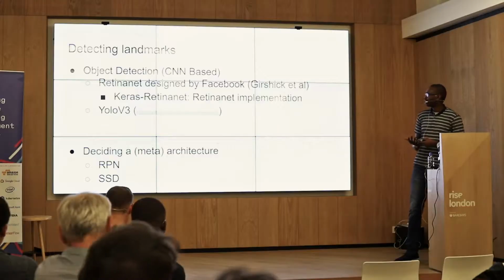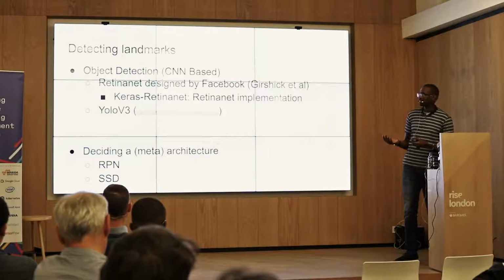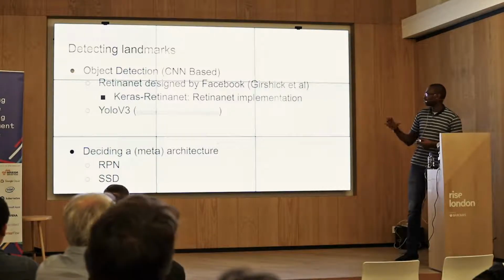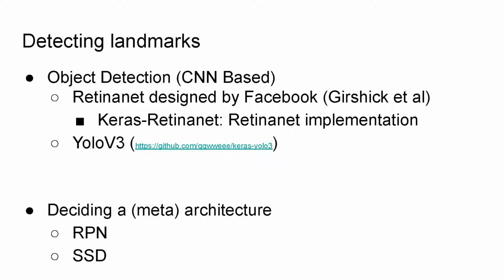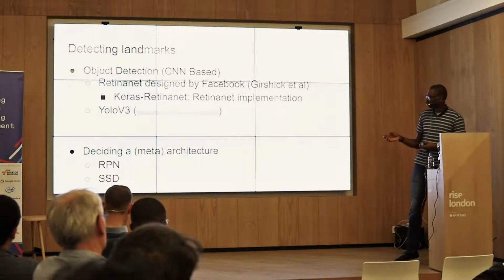So the architecture, or rather meta-architecture, I'm using is RetinaNet, and I'm using the Keras RetinaNet implementation, which essentially uses Keras underneath, using the TensorFlow backend. And another package I used was YOLO v3, which was used for a paper called Deep Sort, which was used for tracking in sports.